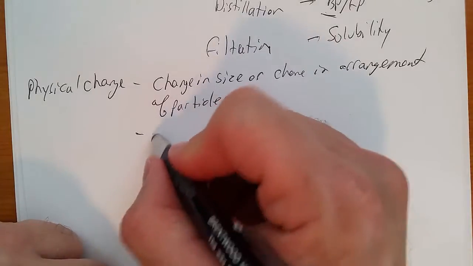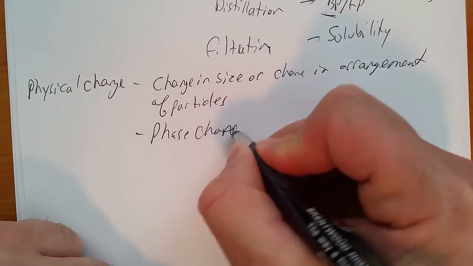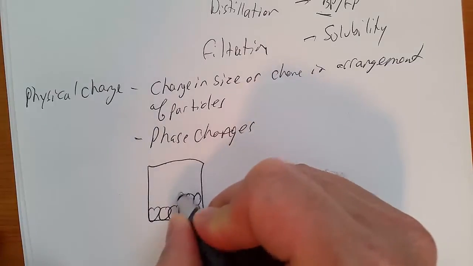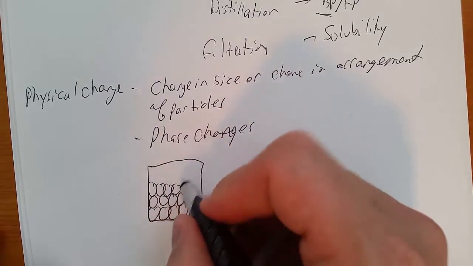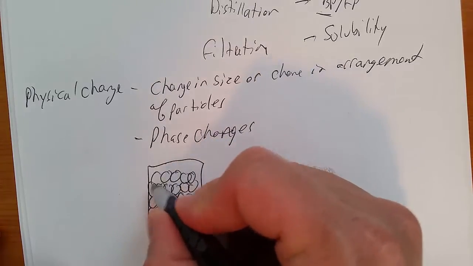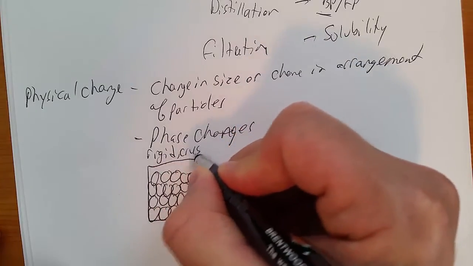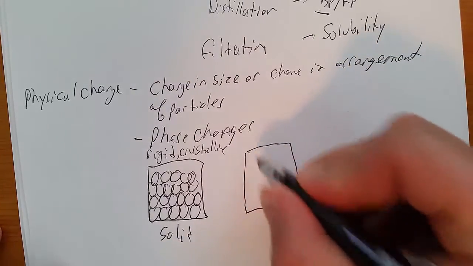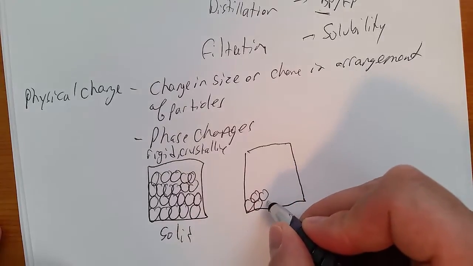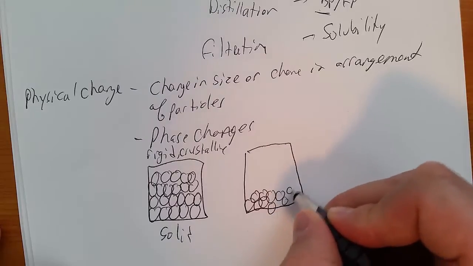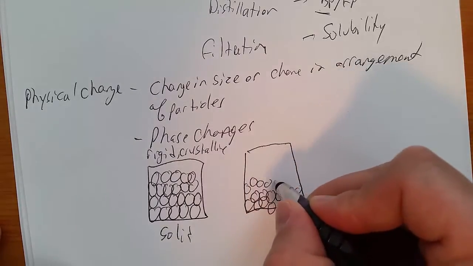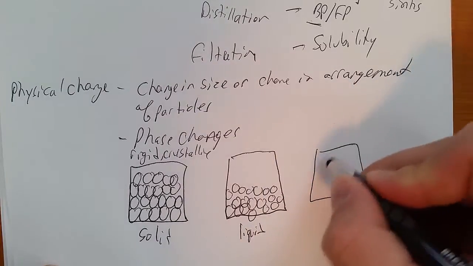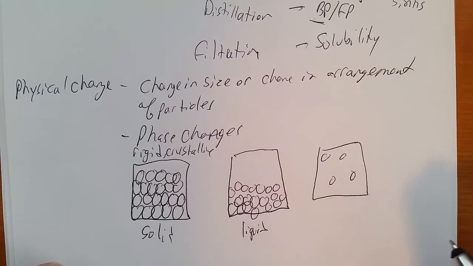Okay, so phase changes are physical changes. Solid particles are packed tightly in an organized fashion. A rigid crystalline structure. Solid. Liquid. Okay. Particles are mobile, but still can be held together by strong attraction. So they're still fairly close to one another. But they're attracted to one another. And gas, the particles are far apart and moving quickly.